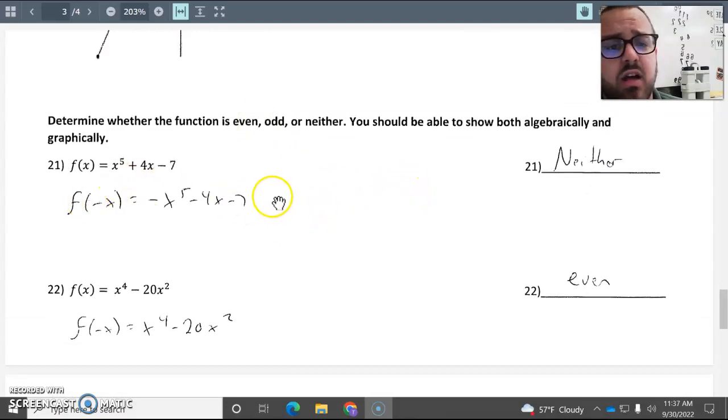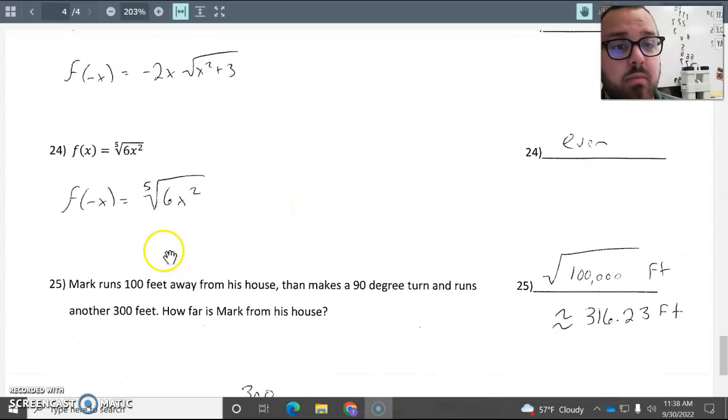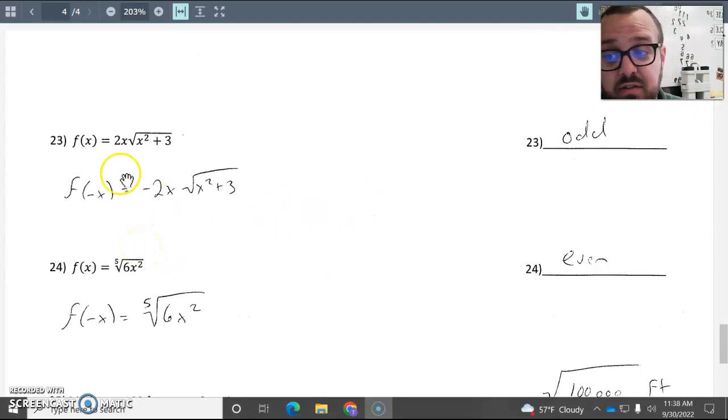Evens and odds, you either have to plug in -x like these first two. Do you end up with the same thing, or do you end up with the exact opposite, or somewhere in the middle would be neither? And then there's not one on here, but I will maybe give you a little wink, wink hint. You may be expected to do it from a graph as well. So even though there's not one on here, for the graph, remember we talked about those types of symmetry. Is it symmetrical over the y-axis? Is it symmetrical across the origin, that sort of rotational symmetry? You might see a graph and have to tell me whether it's odd or even. Okay, so just a little wink, wink. You might have to know that for the second day.